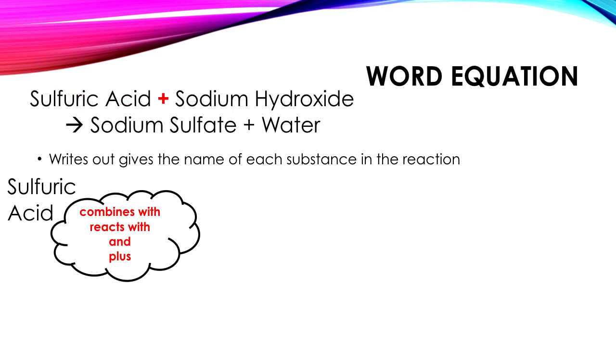There are different words that we can use when we see the plus sign. Some of the common ones are combines with, reacts with, and, plus. There are probably some other ones out there, but those are probably the four most common words that we use when we have a plus sign on the reactant side. And then we say the other reactant, which in this case would be sodium hydroxide.